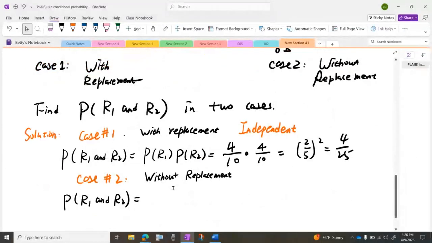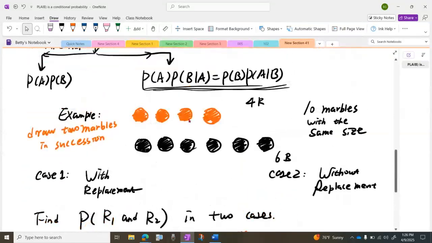We are considering the second case, without replacement, which means whatever you get the first time, you throw it away. You do not put it back. So the second time you need to draw a marble, you pick one from the 9 remaining marbles. You don't have 10 marbles to pick from anymore. If the first time you get a red color, record it and throw it away, then before you draw the second marble, you have 9 marbles left in the bag.